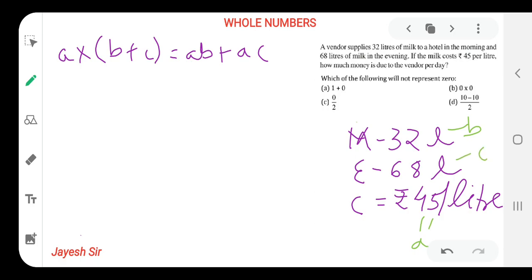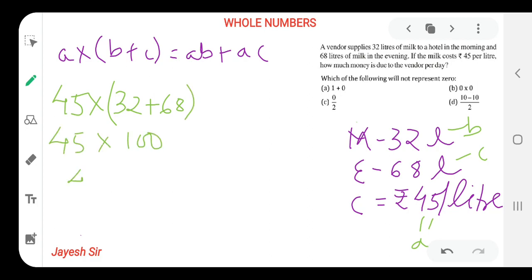Yes, now we'll just put the values of A, B and C in our equation, that is 45 multiplied by 32 plus 68. Now the sum we know, that is the good sum, that is 100, and we all know how to multiply it with 100. So our answer is 4500. As I already told you, our answer would be 4500. So the total money the vendor needs to pay per day is 4500.